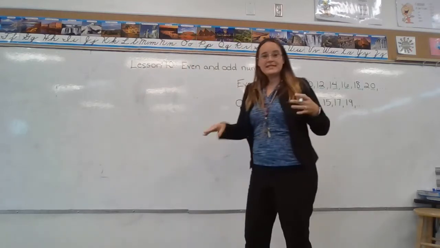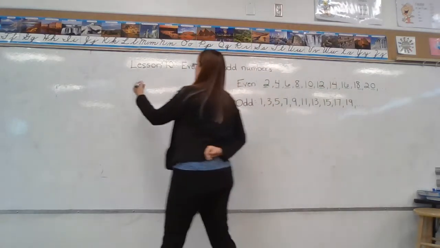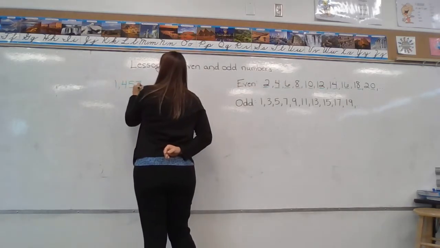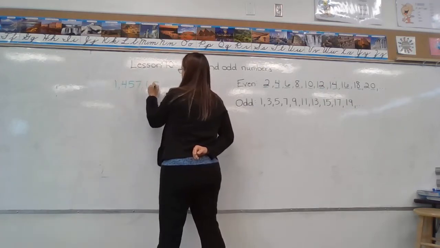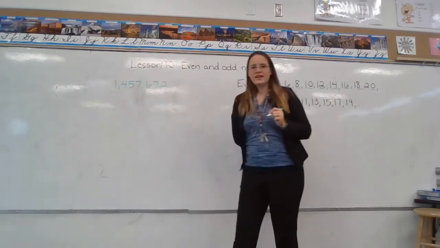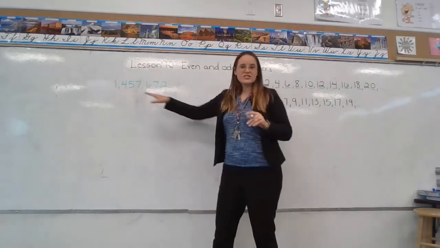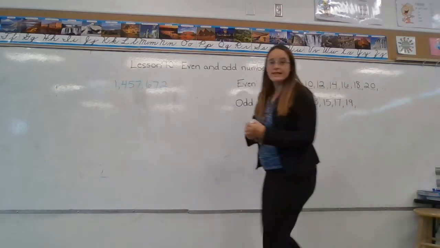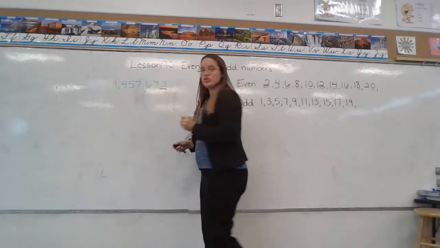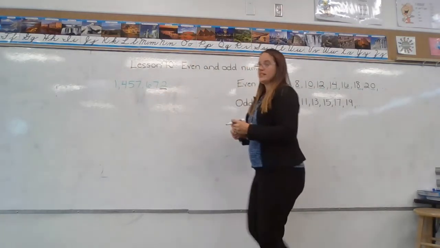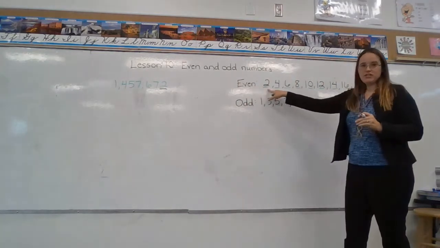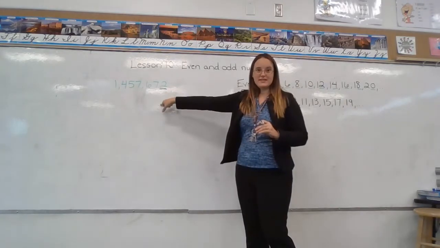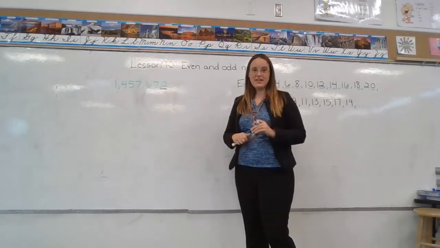Okay, so we can take any number. Let's do a really super huge one. I'm going to do 1,457,672. And all of these digits don't matter one bit. What matters is what digit is in the ones place. So here I have a 2 in the ones place, which tells me, see my 2 here? Tells me that this ginormous number is even because it ends in an even number.